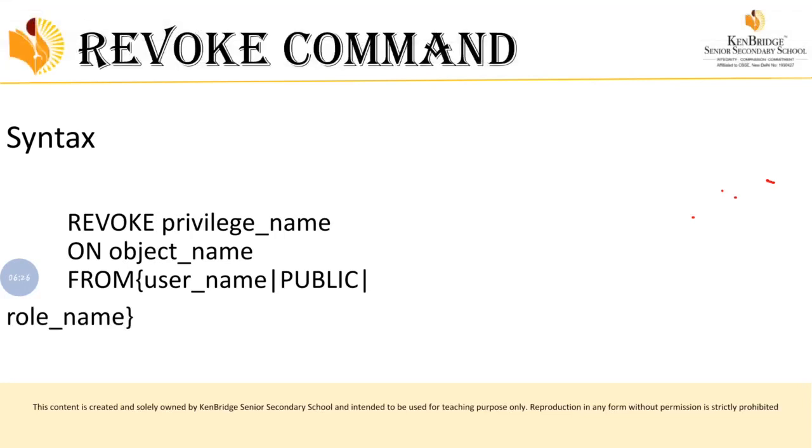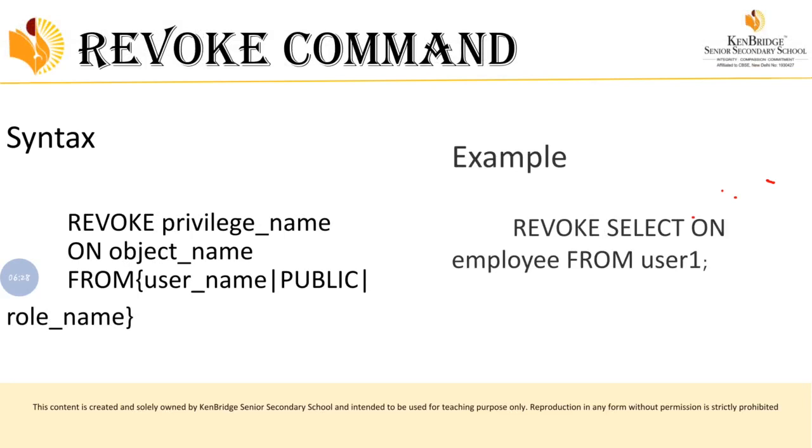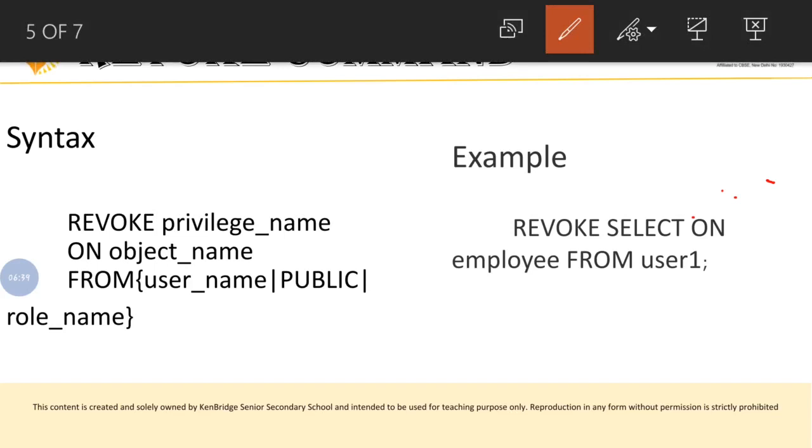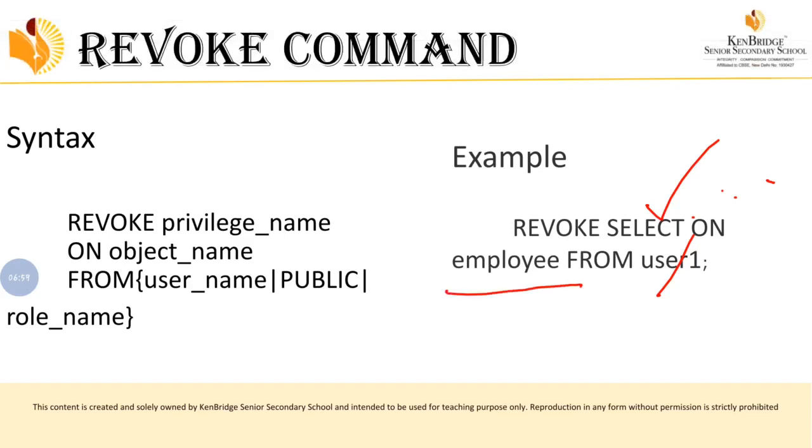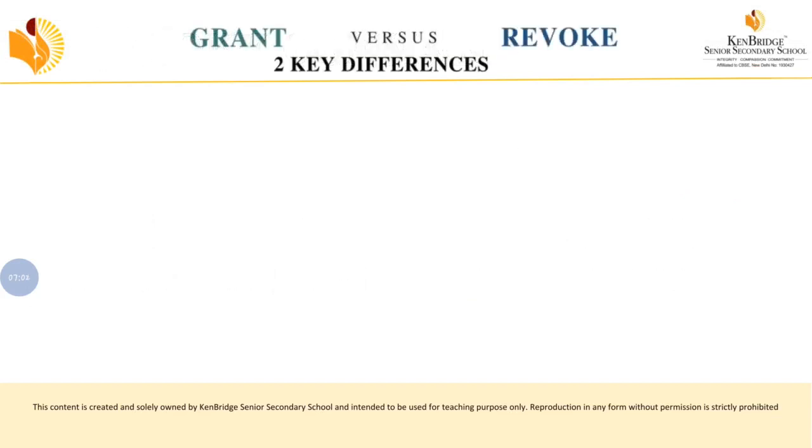Now let's see the example. Okay, so from username, public or role name, whatever role name we have already seen in the grant command, the same thing. Just look at this example. Revoke select on employee from user 1. So we have taken back the selection privilege from user 1. Okay, so the selection privilege is taken back from user 1 on this employee table. So employee is a table name. Okay, so this is the example for the revoke command. So let's see what is the next one.